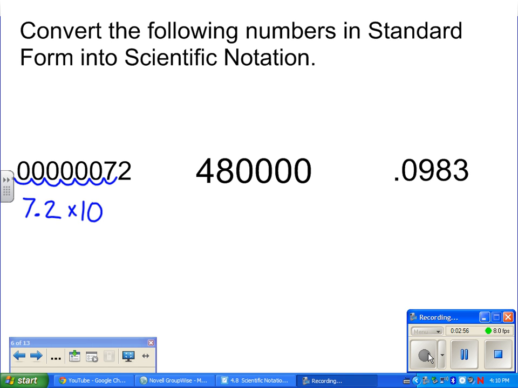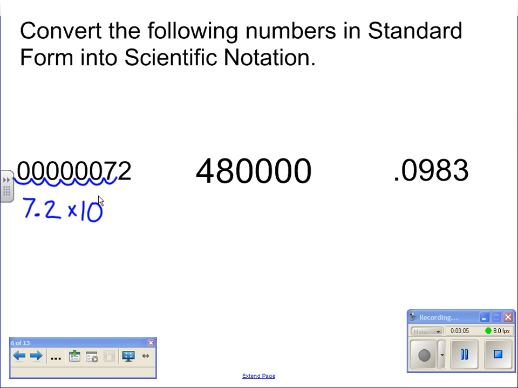So the decimal moved from a number less than 1, so it will be negative, and it moved 7 places, 1, 2, 3, 4, 5, 6, 7 places over. So our new number in scientific notation is 7 2/10 times 10 to the negative 7th power.